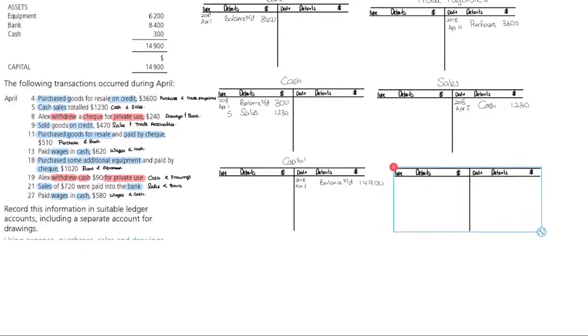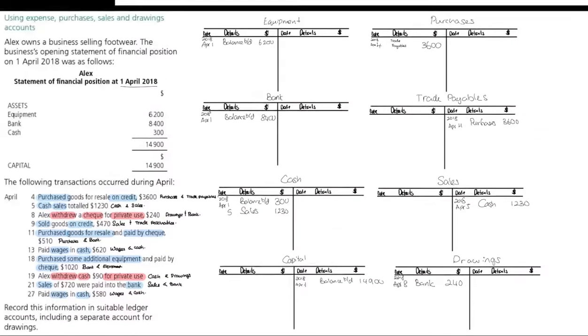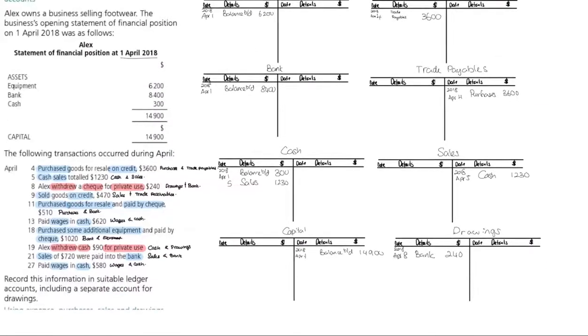Drawings account is an account whereby, when the owner takes the money for his own use, you have to record it inside. It's called a special account, always on the debit side, like your capital account, always on the credit side. So drawings 240, you have to write bank right here, and then we have to write April 8, 2018. And in our bank account, we will have to write on the credit side because the money went out. Where did it go? To the drawings account on April 8, 2018.